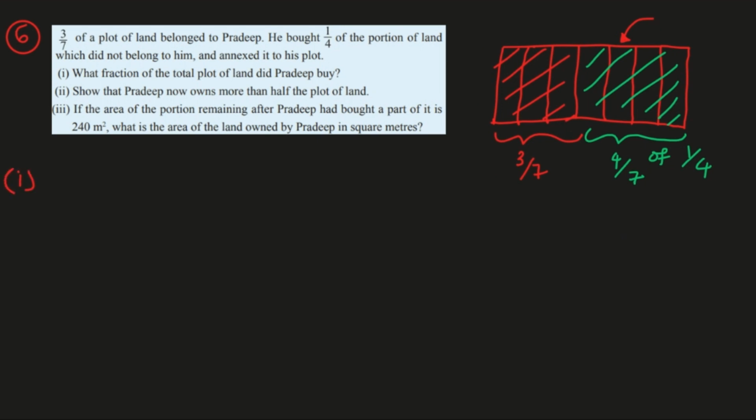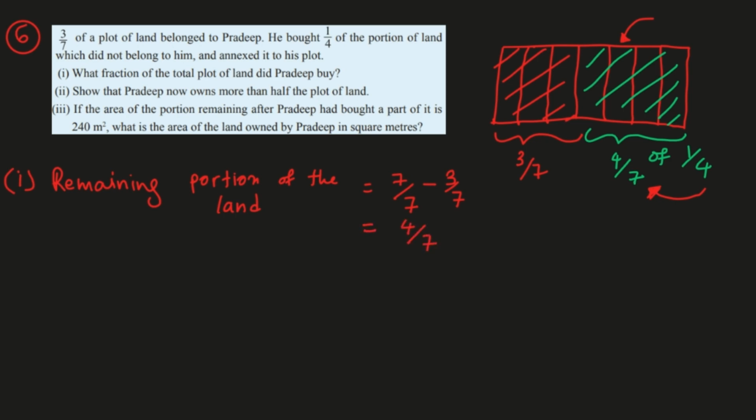What fraction of the total plot of land did Pradeep buy? We know that he bought one fourth of a portion of the remaining part of the land. So let's first calculate the remaining portion of the land. What is it? Out of 7 upon 7, which is 1 actually, we need to subtract 3 upon 7. Then only you would get the remaining part, right?